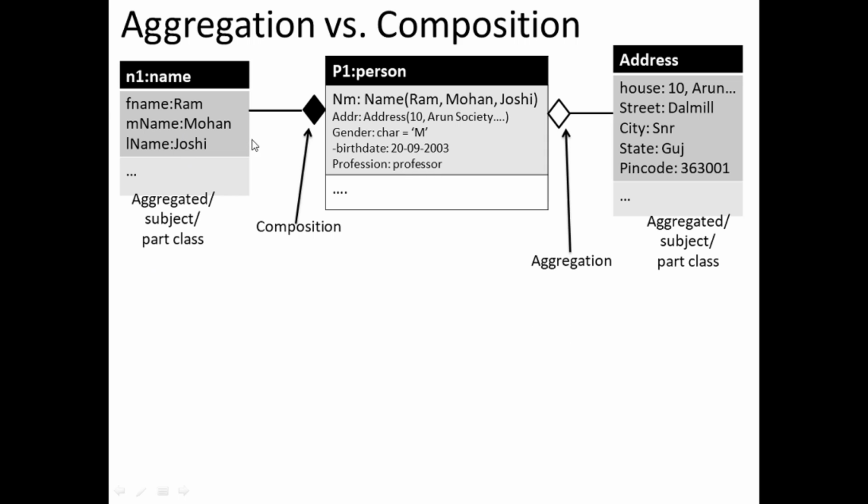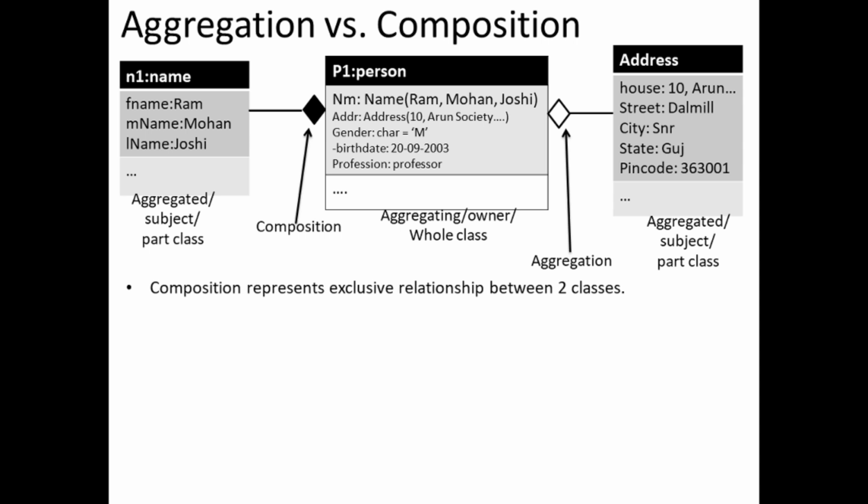Remember, N1 and address are known as aggregated class or subject class or part class, whereas person class is known as aggregating class or owner class or whole class. So here composition represents an exclusive relationship between two classes. Remember this word: aggregation represents non-exclusive, whereas composition represents exclusive relationship.